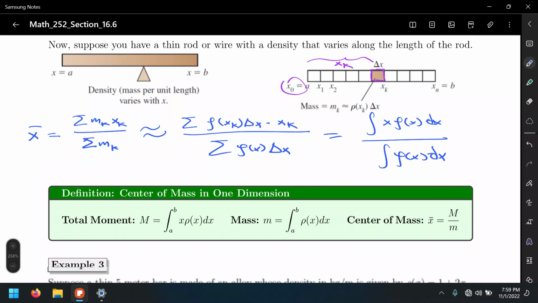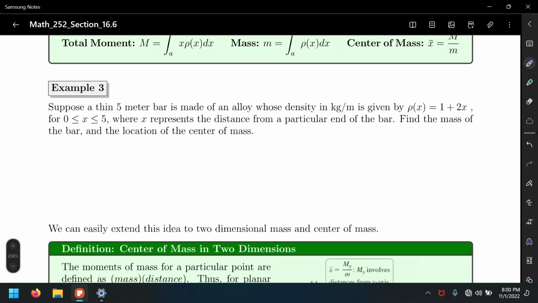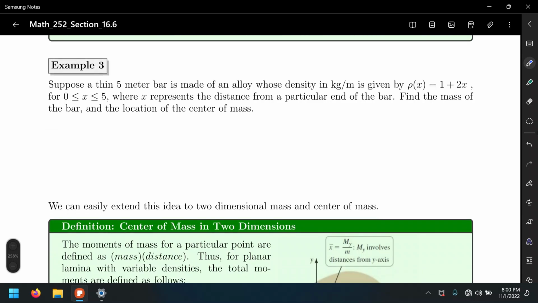So let's look at one example. We have a thin 5-meter bar that is made of an alloy whose density in kilograms per meter is given by this linear equation. Again, it's an alloy, a mixture of different metals, of different materials, and the density is not going to be exactly the same throughout the entire solid. That's why we have this function which represents a variable density. From 0 to 5, because it's a 5-meter bar, and x represents the distance from a particular end of the bar. Find the mass of the bar and the location of its center of mass.